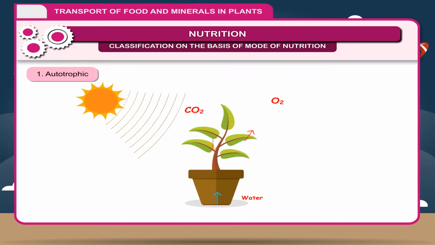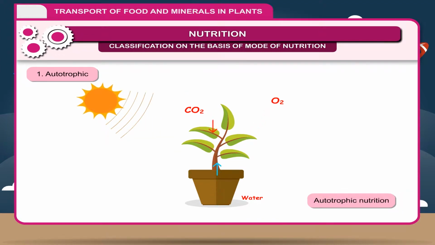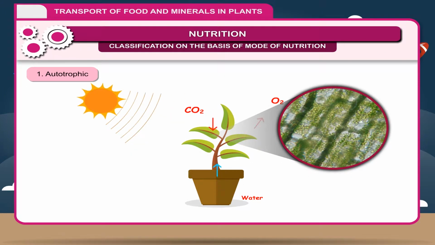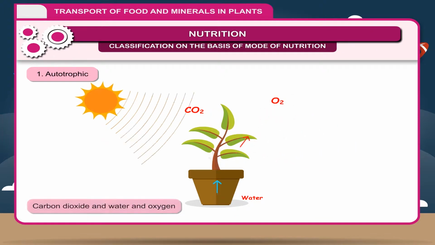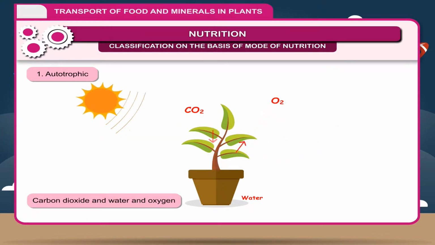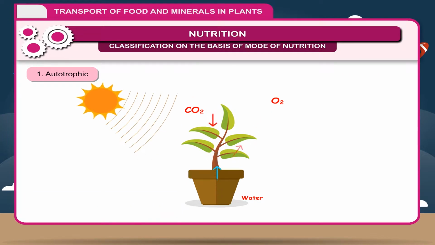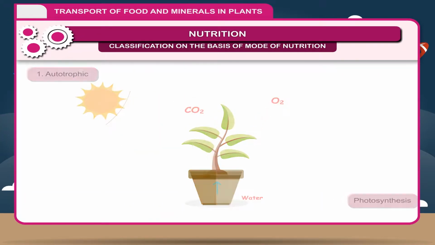Autotrophic nutrition. The organisms which prepare their own food are called autotrophs. Auto, self; trophic, food. And this type of nutrition is called autotrophic nutrition. Green plants prepare their food and are also called producers. They possess chlorophyll, especially in their leaves, that have the ability to utilize solar energy and convert it into chemical energy, food, with the help of carbon dioxide and water, and oxygen is released. This process is called photosynthesis.